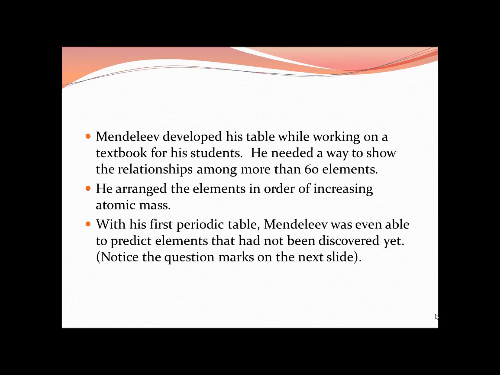Mendeleev developed his table while working on a textbook for his students. He was a teacher, and he needed a way to show them the relationship between the 60 elements that he knew about. So he arranged them in order of increasing atomic mass. With his first periodic table, Mendeleev was even able to predict elements that hadn't been discovered yet.